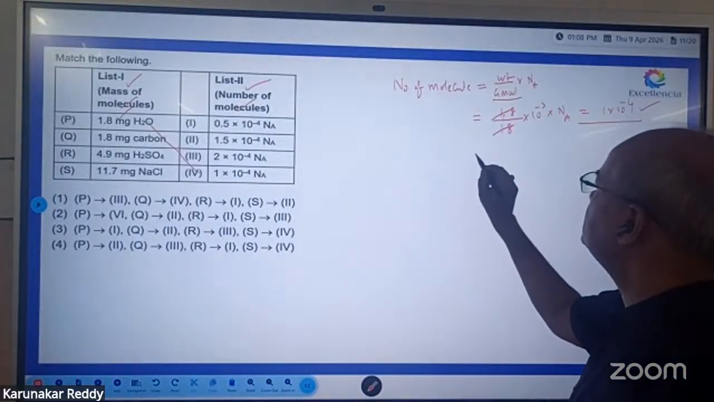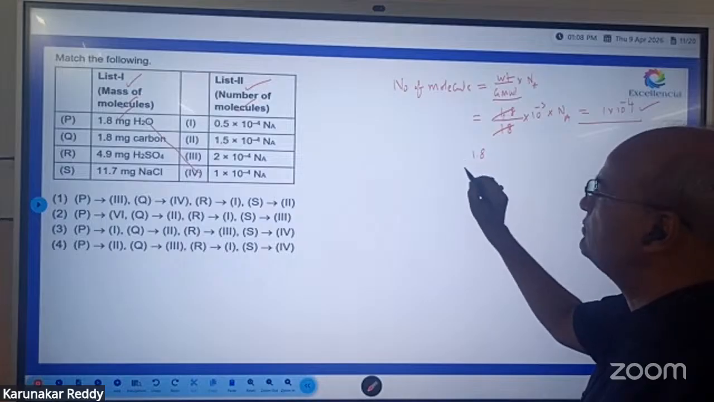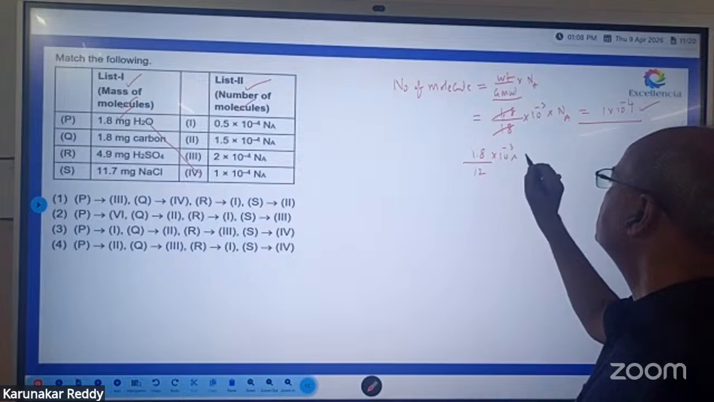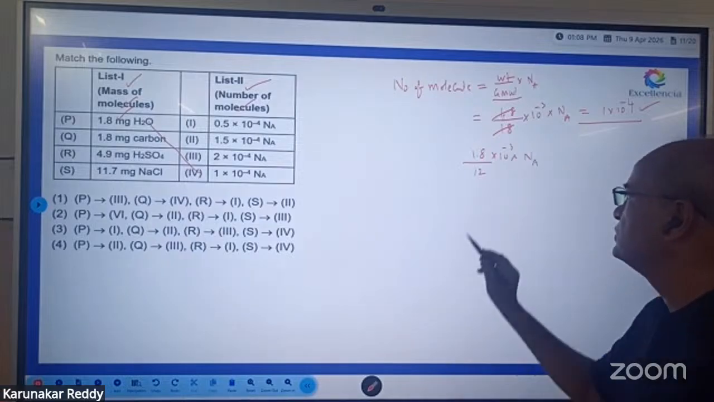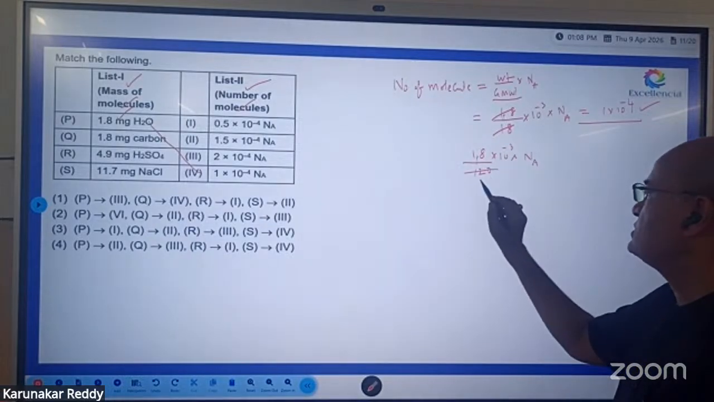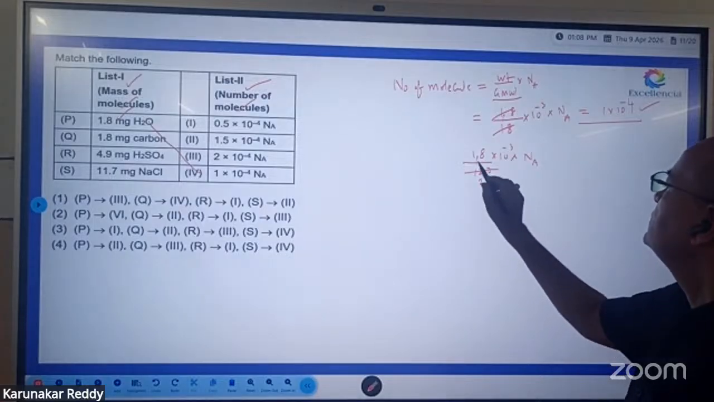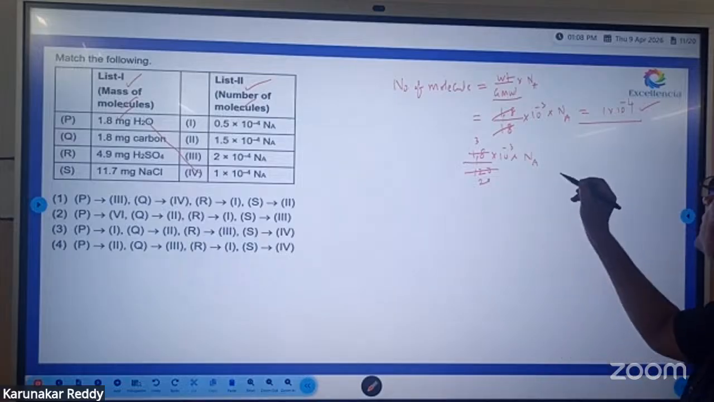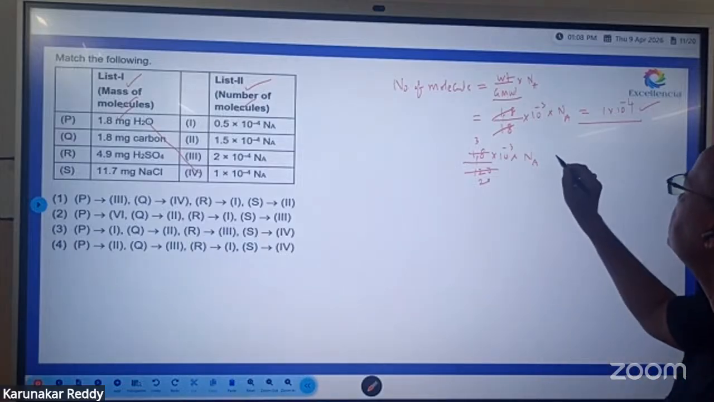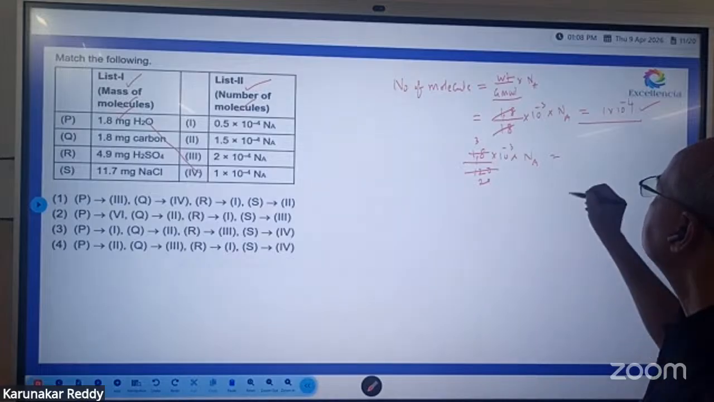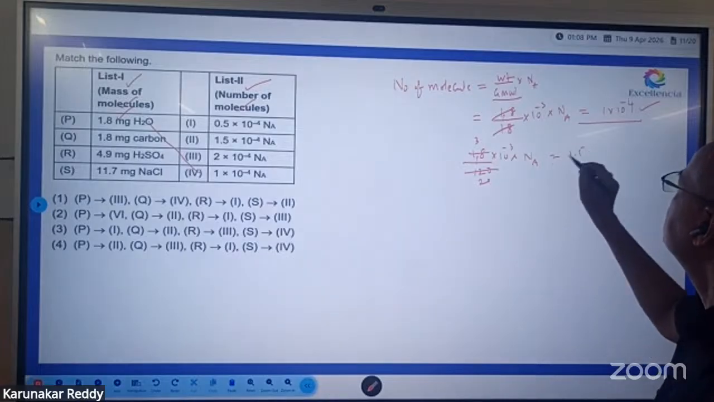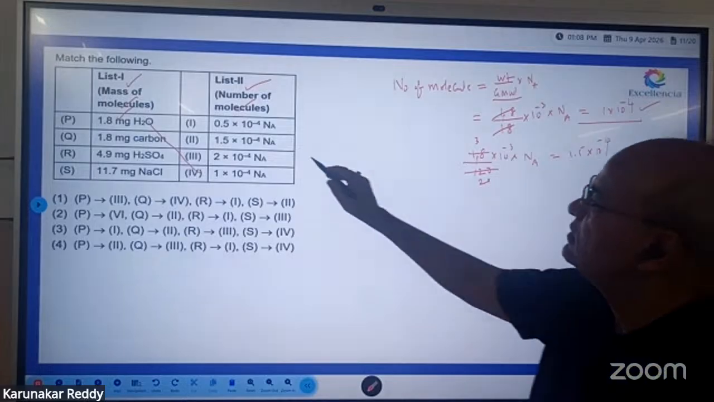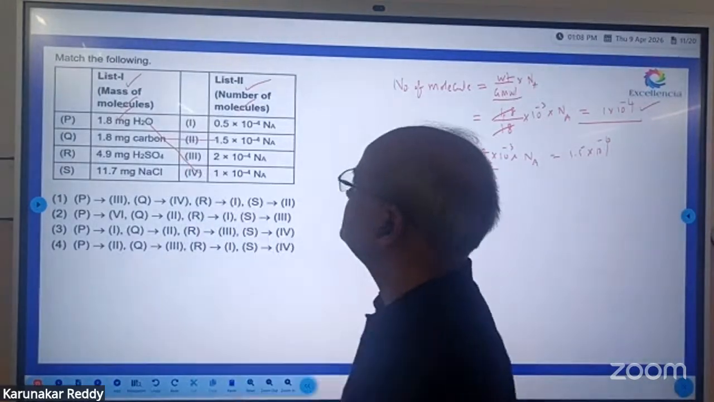Then in the same manner, if we calculate it, 1.8 upon 12 into 10 power minus 3 into Avogadro number. So once we do, 6 2 is 12 and 6 3 is 18. So it's 3 by 20, means 1.5. So it is 1.5 into 10 power minus 4. So this one is correct.